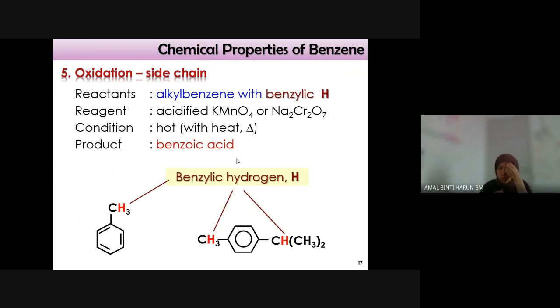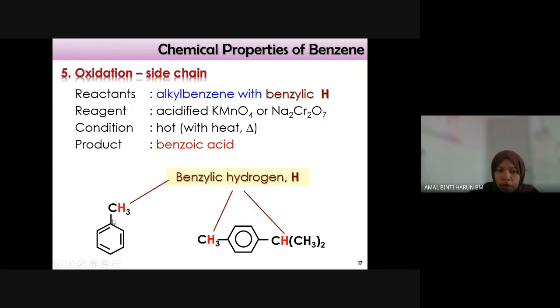Tadi 4 reaction tu adalah electrophilic aromatic substitution di mana tindak balas tu berlaku straight away at the benzene ring. Maksudnya tindak balas tu berlaku dekat benzene ring. Tetapi sekarang kita nak tengok tindak balas yang berlaku dekat side chain dia. Contohnya ada 2 tindak balas yang kamu akan belajar, tindak balas dekat side chain dalam benzene ring ni, iaitu pertama oxidation alkyl benzene. Yang kedua adalah free radical substitution. Okay, macam dekat alkane.